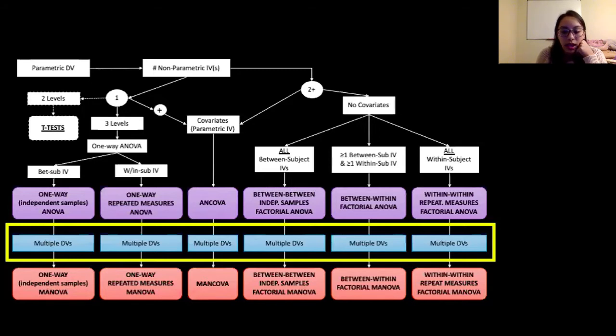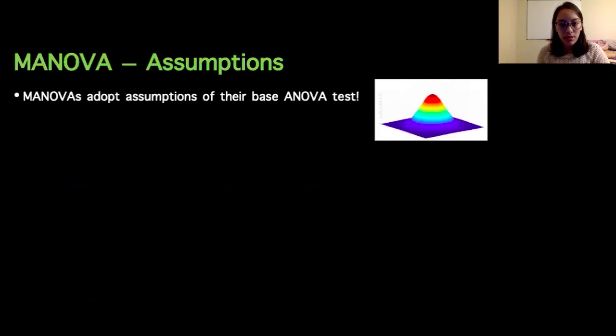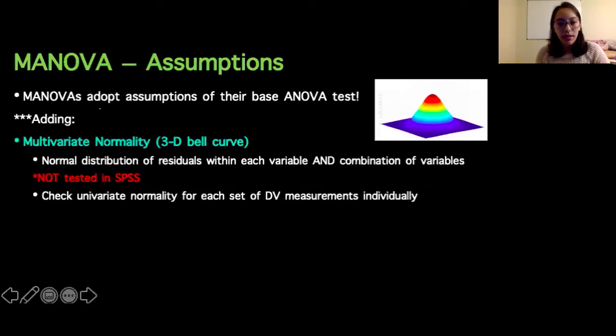Okay. So with MANOVAs, in terms of assumptions, the assumptions that you have learned for one-way, two-way, or this week the ANCOVA assumptions, all of those stay the same when you figure out what MANOVA you're running. So it's kind of a stacked approach. You say, I know when we only have one dependent variable, these are the assumptions I have to meet for a given test. And then for a MANOVA, you just add a couple of assumptions. So MANOVAs adopt the assumptions of their base test, right?